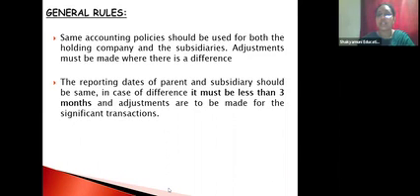And reporting dates. Reporting dates of parent and subsidiary should be the same. In case of difference, the difference should be less than 3 months. Suppose the parent is preparing its financials from Jan to December and the subsidiary is preparing April to March. So there is a gap of 3 months. We are consolidating December financials, right? So the parent is consolidating Jan to December financials and the subsidiary will be consolidated only for Jan to December.